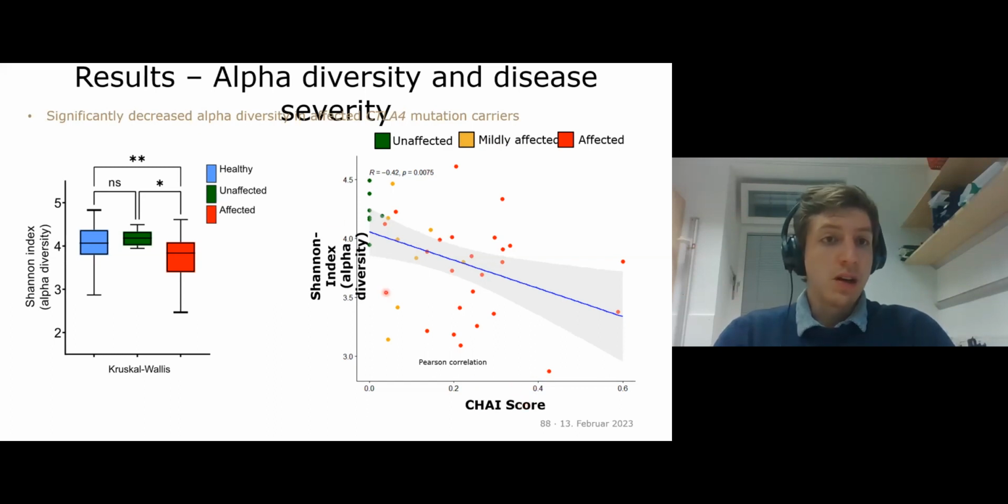So to dive into more details, we have looked at the disease severity measured by the chi-score and the correlation with the alpha diversity. And firstly, what you can find is that patients with unaffected clinical phenotype, with mild or severe phenotype, cluster nicely together. And we can see a nice negative correlation with higher chi-score and lower alpha diversity. So that means that the more severe the disease measured by the chi-score is, the lower the alpha diversity was in this patient.